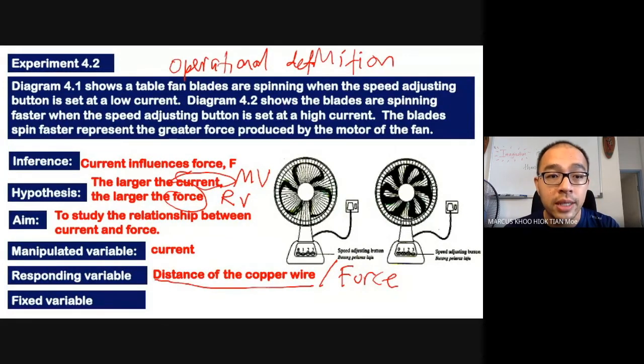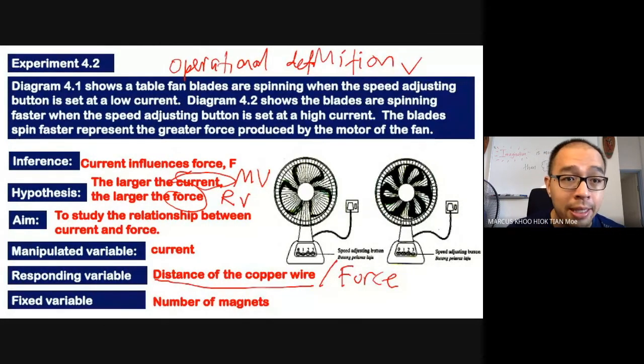And so we say the distance of the copper wire represents the force, and this is the operational definition. The bigger the distance, we understand. Semakin jauh itu wire bergerak, semakin besarlah dia punya daya kan. The bigger the force. Okay, so we use it as a representation. And of course, in this case, the fixed variable must be the strength of the magnetic field or the number of magnets. This one is a no-brainer.